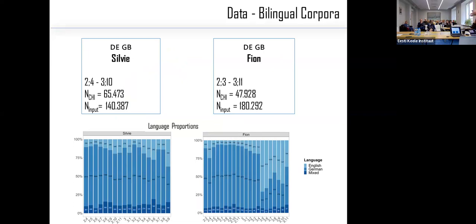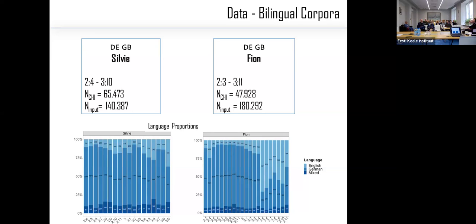Although this is sort of similar between these kids, what is interesting is that Sylvie, for example, would be considered a more or less German proficient child because it was just her mom who was an English speaker, so only one interlocutor for English, whereas Fionn was initially more German proficient, but then the parents were in a way unsatisfied with the input situation and they increased the English input, and we actually see this shift of increase throughout the recordings.